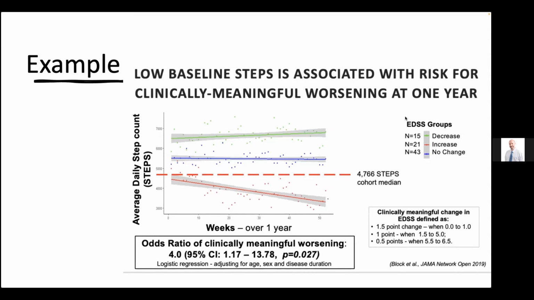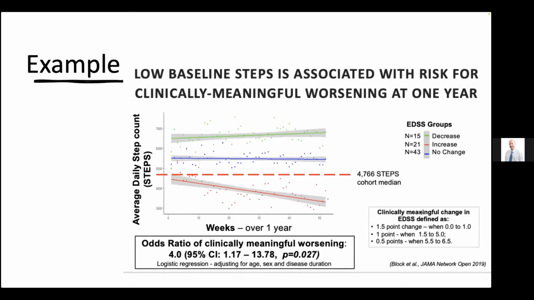Participants who started the study with a low step count, so below our cohort median, which was around 4,800, not only showed a significant reduction in steps over the year, but there was a 4 times greater odds of clinically meaningful worsening, as defined by the EDSS. So this was a really important finding.